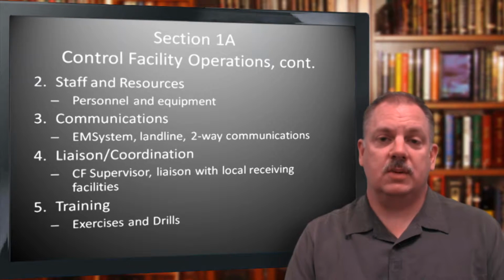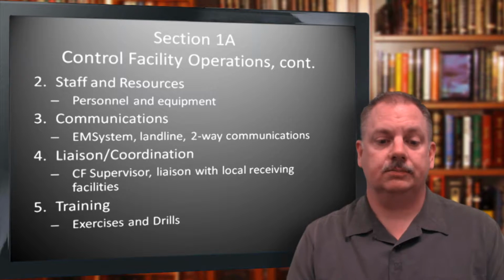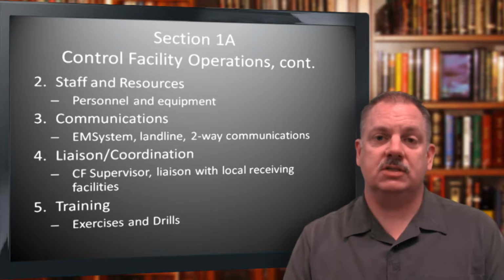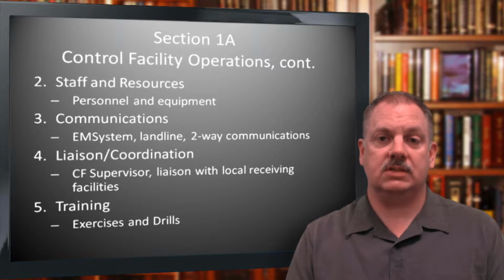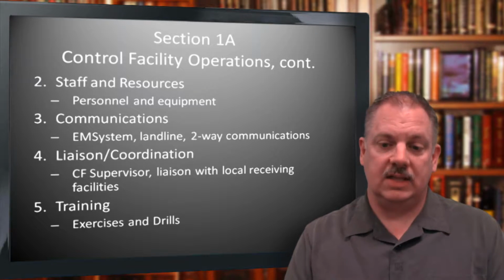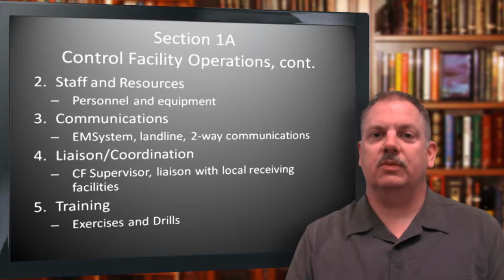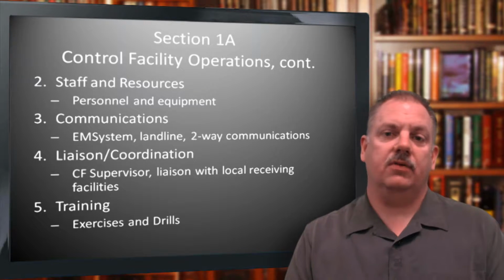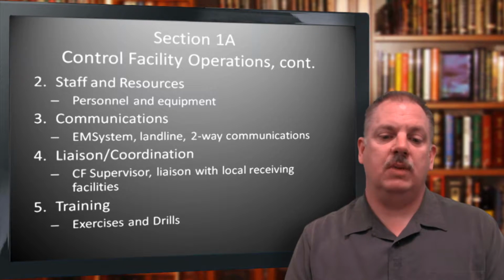The control facility is responsible for staffing and having the available resources to handle a mass casualty incident. They also are required to have communications, and one of the primary ones is EM Systems, which is a web-based reporting system which all hospitals in the Northern California regions have access to and monitor. Obviously, landline and two-way radio communications are important. You have to remember that in the NorCal EMS region, there are challenges with cellular data as well as two-way communications, and you may wind up using a combination of both to get the information you need from the scene to the control facility.